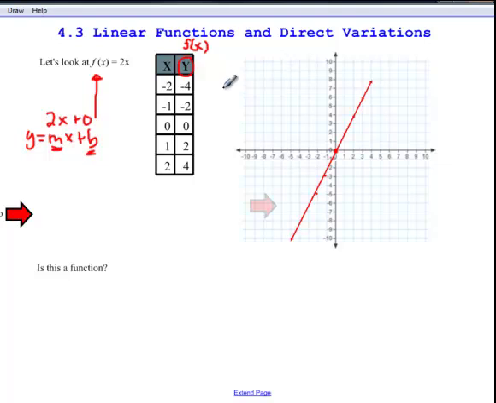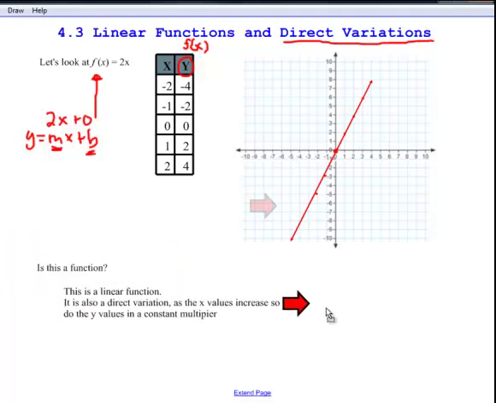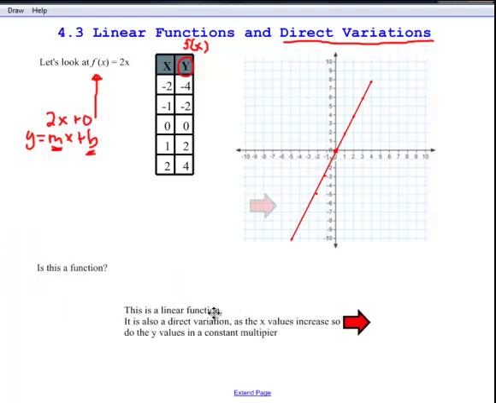All right, so it is a linear function, but it's also something new today. It's called direct variation. Oh no, another term, Miss Trulin? Yes. Direct variation means this is a linear function, so yes, it is a function. It's also direct variation because as the x values increase, so do the y values increase in a constant multiplier. Yes, there should be an L in there.